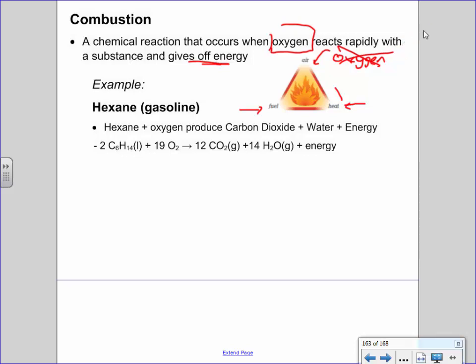Now, we use combustion in so many things. Let me give you some examples. We use combustion to heat our homes.